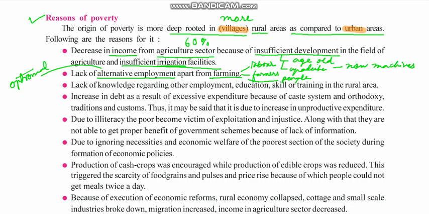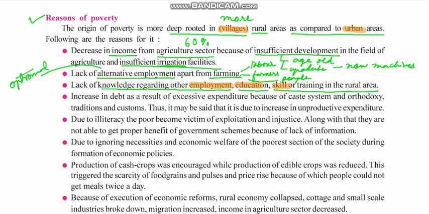Next is lack of knowledge regarding the employment. See, many times it happens that they don't have proper knowledge of employment, education, skill or training in rural areas. Many times they don't have proper knowledge of the schemes that government are introducing. Government have introduced various schemes for employment, for education and skill generation, but the farmers or the people in rural areas don't have the idea related to it, and that's why they remain poor.